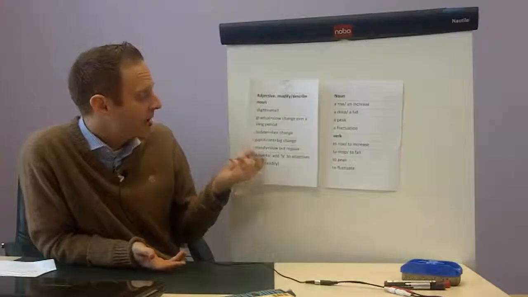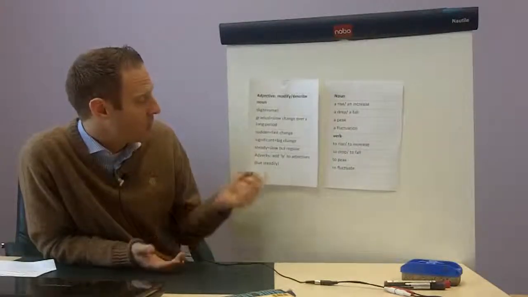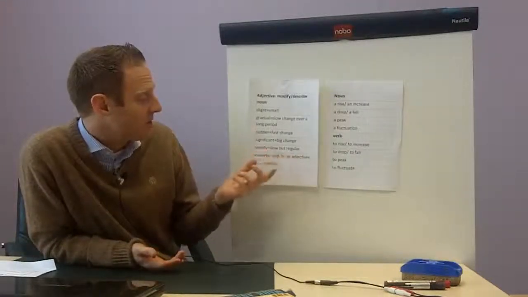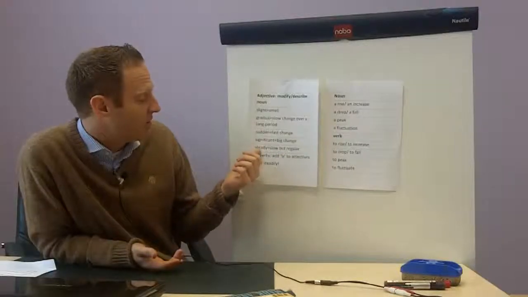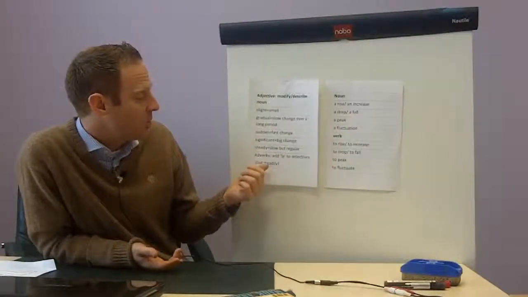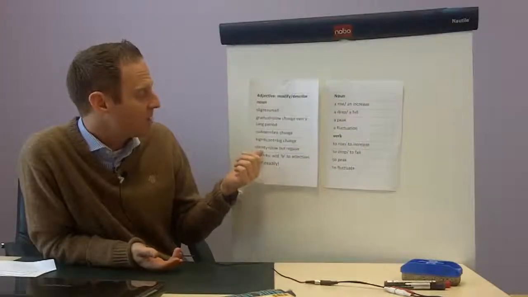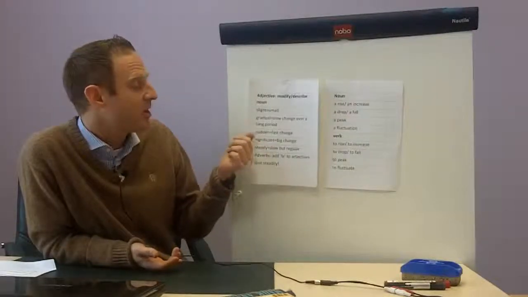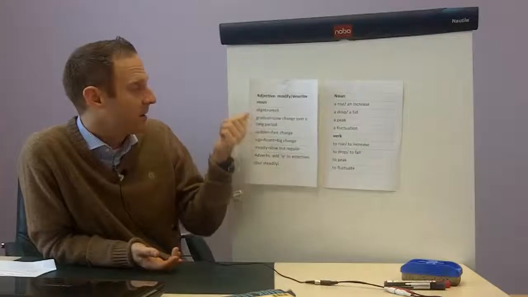Now we have adverbs, which we just add -ly to the adjective. For example, you have steady. Actually, with steady, you add -ily, so it would be steadily, but significantly, suddenly, gradually, and slightly.